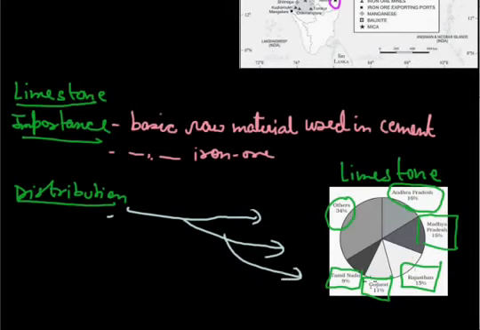These 1, 2, 3, 4, 5 states are the places where we find limestone. Plus in others, the main are like Rajasthan, Gujarat, Himachal Pradesh, and Gujarat is given here, and Karnataka.